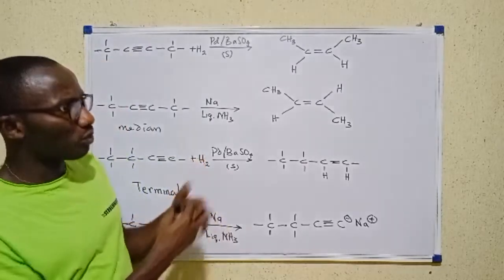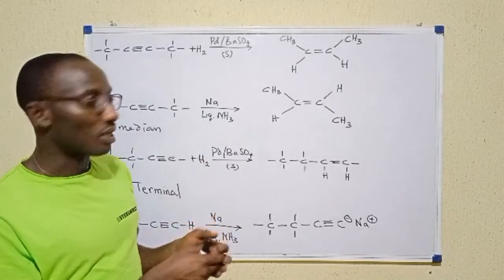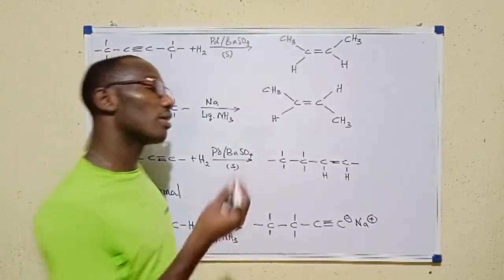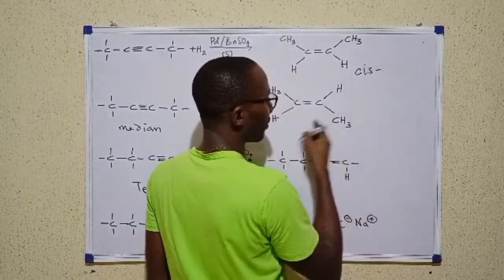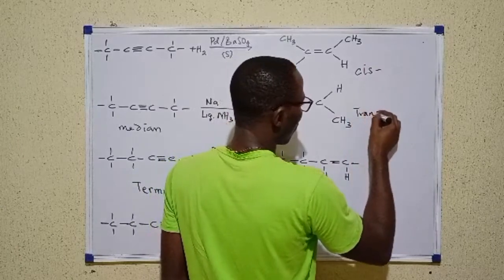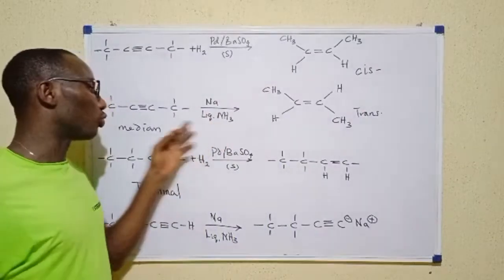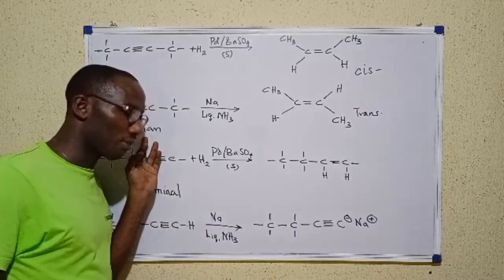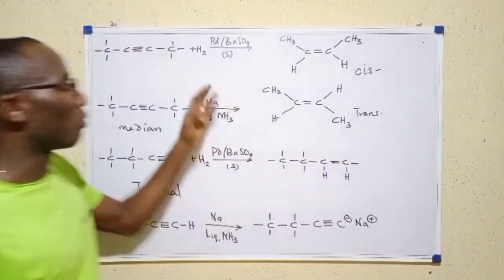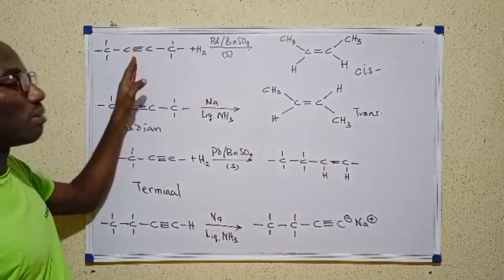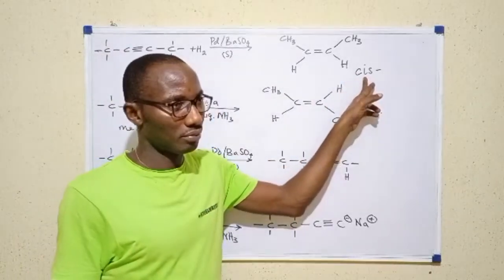But is there a difference between those two products? Yes, their configuration. Stereochemically, those two compounds are different. If you look at the upper one, we say it's in the cis configuration, whereas the lower one is in the trans configuration. So when we use sodium in liquid ammonia to treat a median alkyne, then we get a trans alkene. But when we use Lindlar's catalyst to treat a median alkyne, then we get a cis alkene.